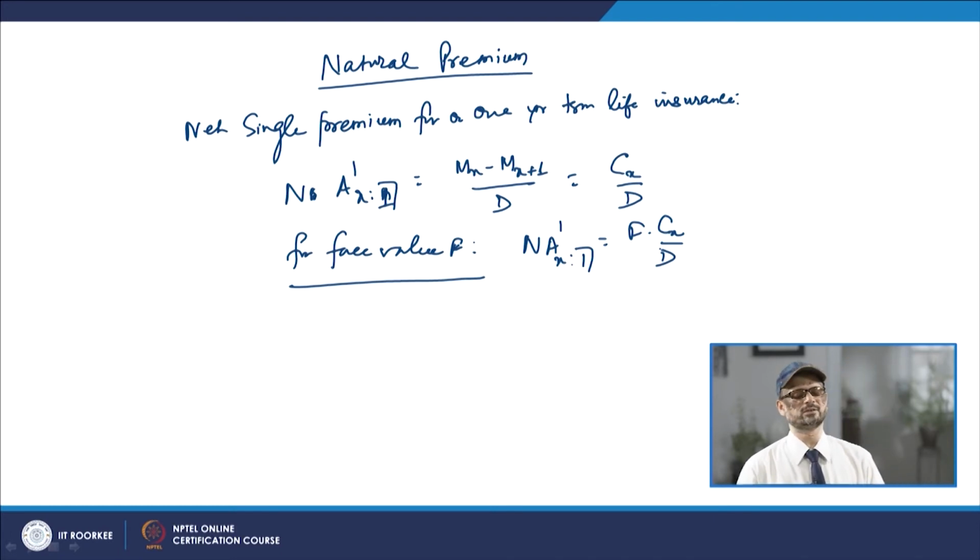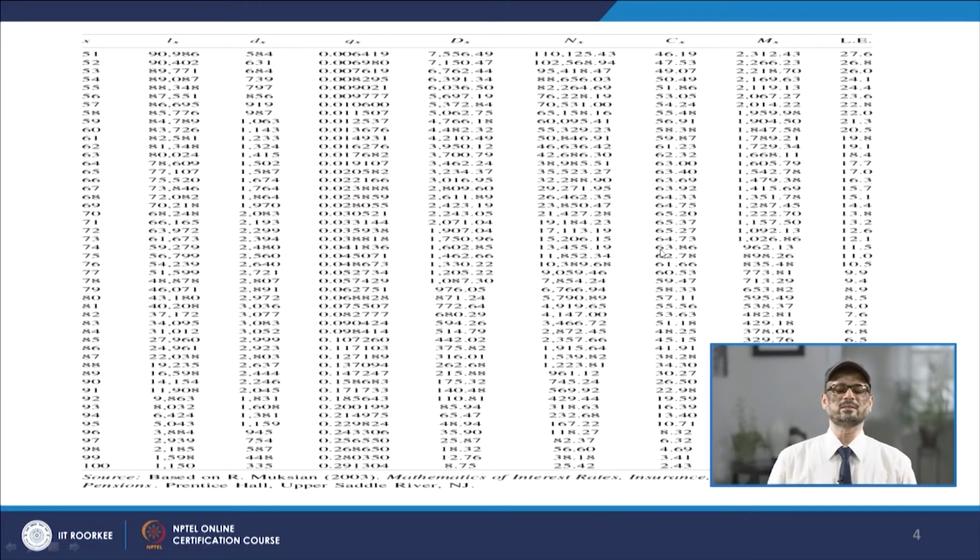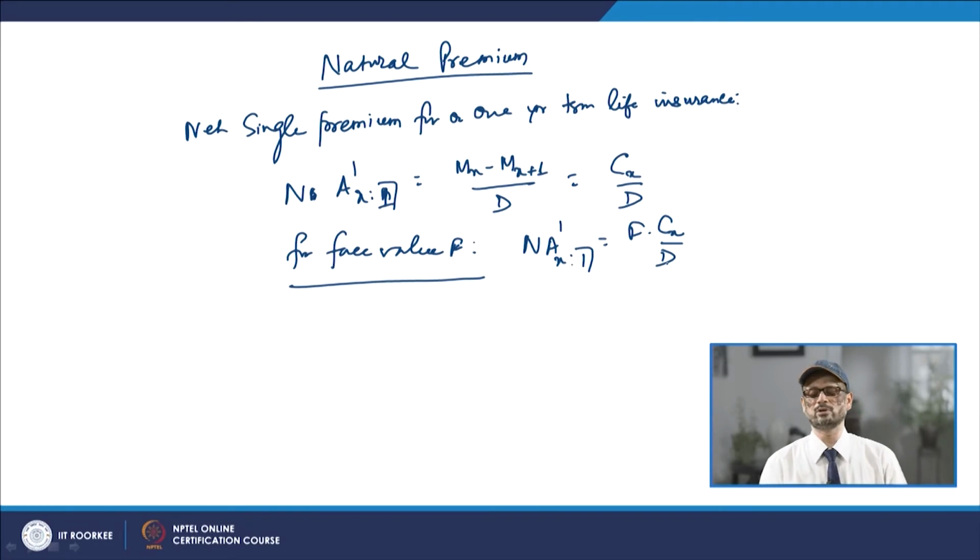Now, the thing is that as the age increases, this value basically will be going on increasing a lot. As the age increases, the Cx value will go on increasing and the D value goes on decreasing. That can be seen from the table, that the Cx value is basically increasing and D value will be decreasing. So, in that case this premium value will go on increasing a lot.